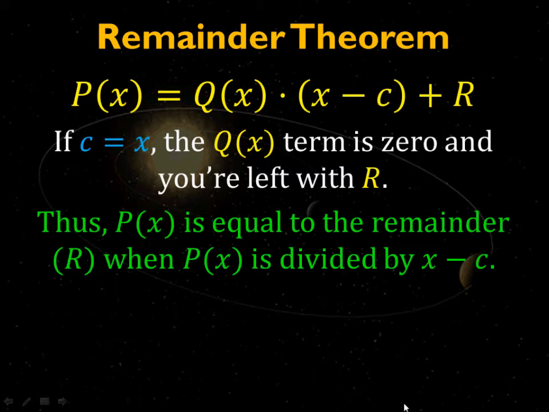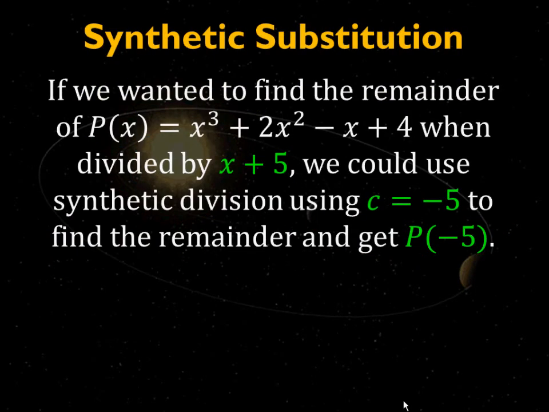P of c is equal to the remainder r when p of x is divided by x minus c. So, if you wanted to find the remainder of p of x equals x cubed plus 2x squared minus x plus 4 when divided by x plus 5, we could use synthetic division using c equals negative 5 to find the remainder. And by doing so, we actually find out the value of p of x for x equaling negative 5. So again, what synthetic substitution does is you can use synthetic division, plug in the c value here, in this case it's negative 5, and when you run it through, the remainder is the value of the function at the value of c you put in.